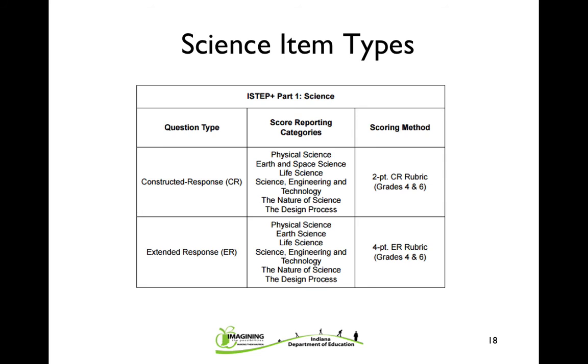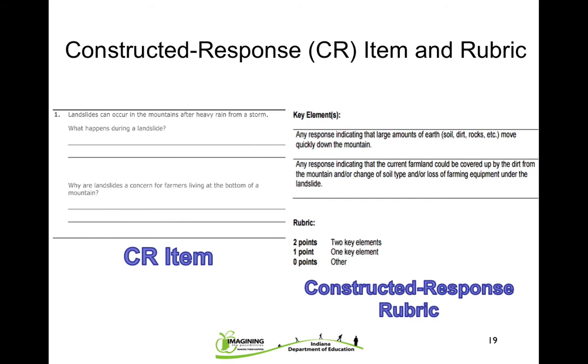The ISTEP Plus Part 1 Science Assessment consists of 2 test item types, constructed response and extended response. For science and social studies, the rubrics that are used to score the items are specific to the items with which they are associated. In social studies and science, students' responses are scored on the clearly defined requirements set out in the rubrics. In ISTEP Plus Science Part 1, students are asked to respond to the 3 constructed response items.